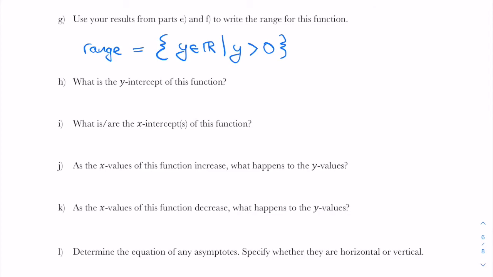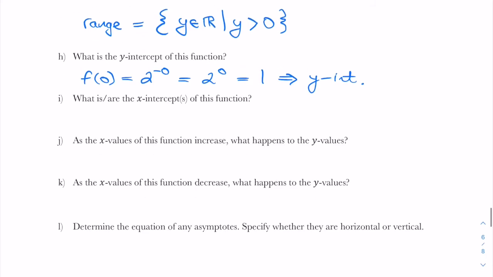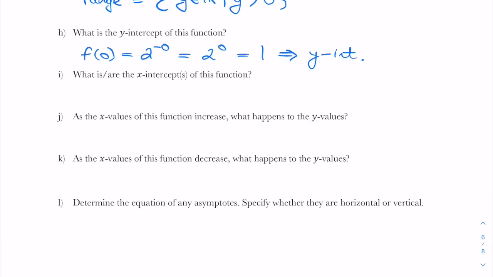All right, what's the y-intercept? So once again, we input 0 for x. That's 2 to the exponent of negative 0, which is just 2 to the exponent 0, which evaluates to 1. Therefore, as before, we have a y-intercept of 1. Recall the x-intercepts are the location or locations where the function crosses the x-axis. As we saw, this function never crosses the x-axis, so there are no x-intercepts.